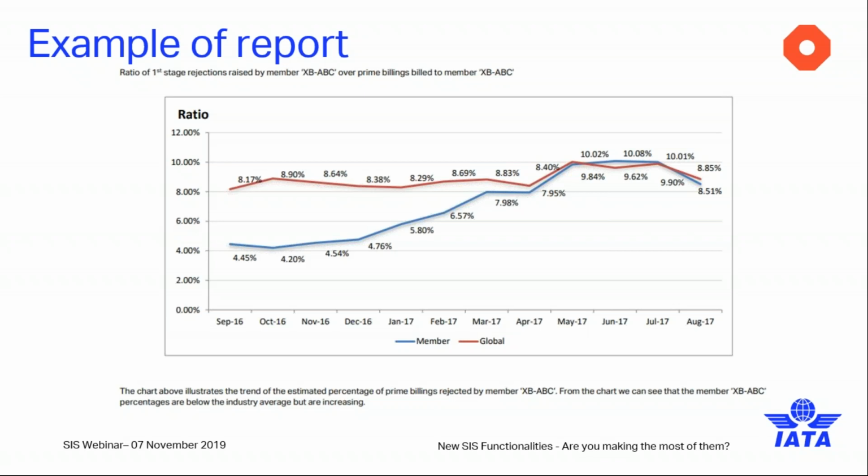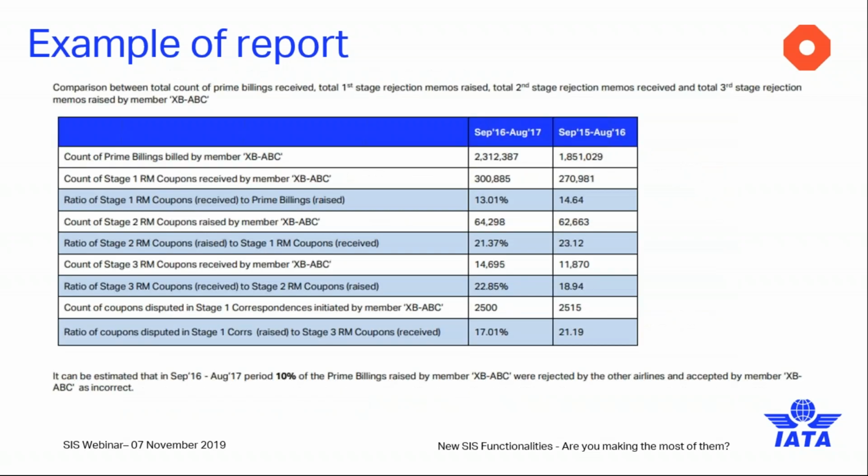The ratio of first stage rejections raised by a member over prime billings billed to another member. Another example of what you would see on the report, a comparison between the total count of your prime billings received, total first stage rejection memos that you have raised, total second stage rejection memos that you have received, and total third stage rejection memos that you have raised. So you would see your volumes and ratios for these 4 areas.